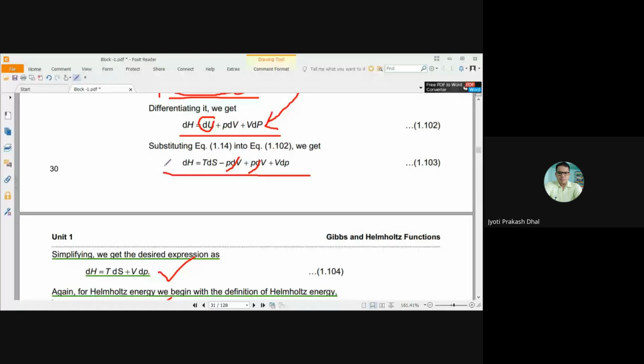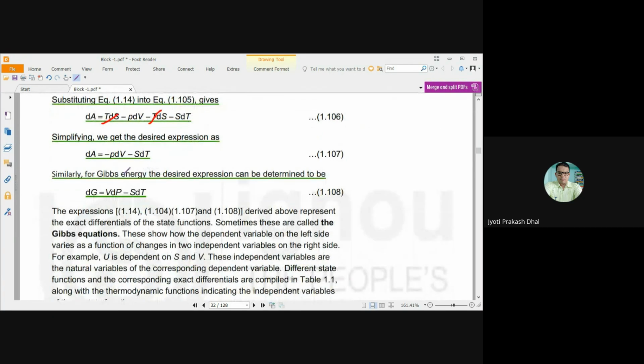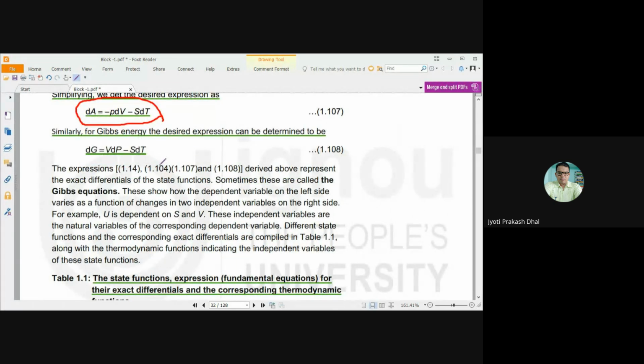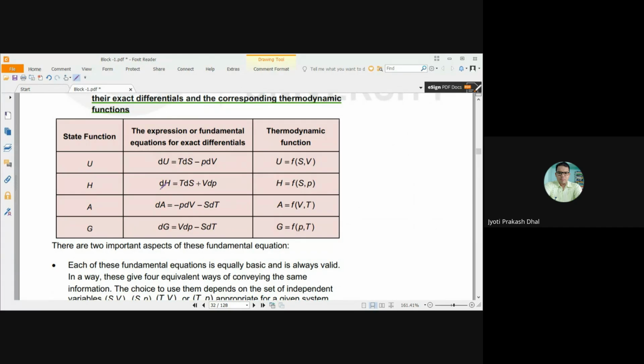So one equation we have found is dH equals TdS plus VdP, and the second equation we have found is dA equals minus PdV minus SdT. And similarly, if we solve the equation using Gibbs energy or Gibbs function, it can be easily solved: dG equals VdP minus SdT. Now from these relationships, we can find the Maxwell's relationships or the Maxwell's functions.